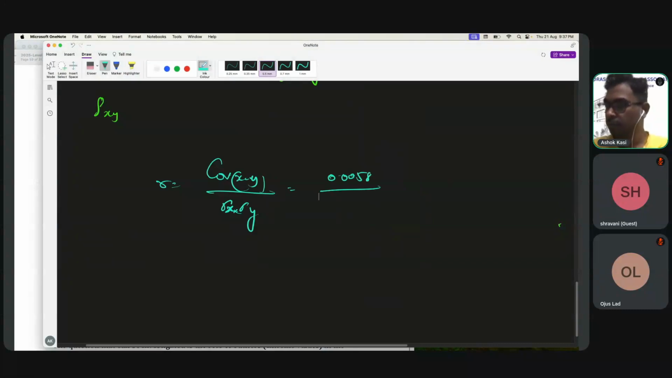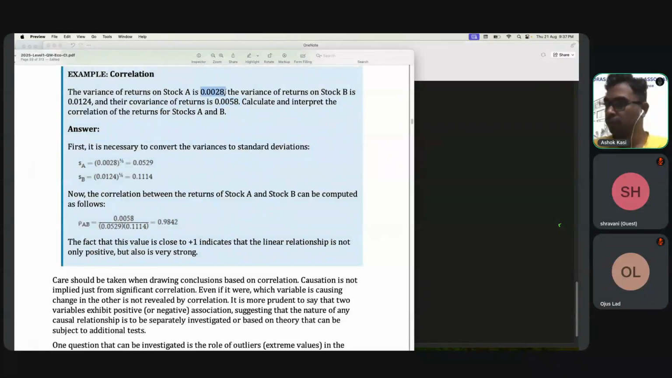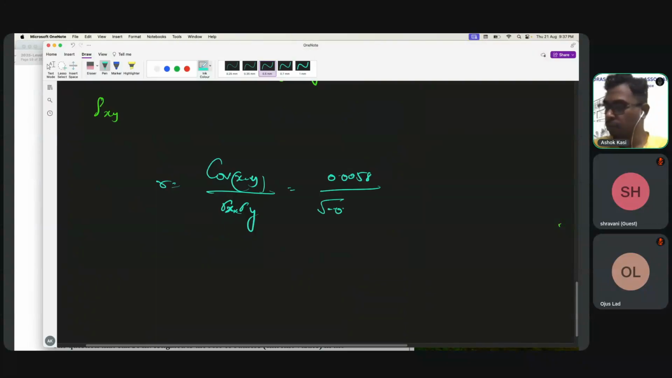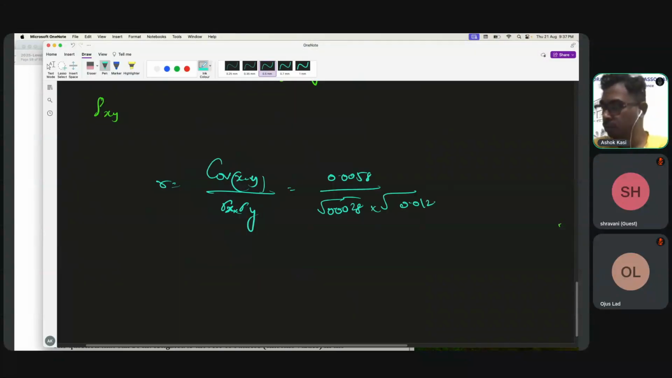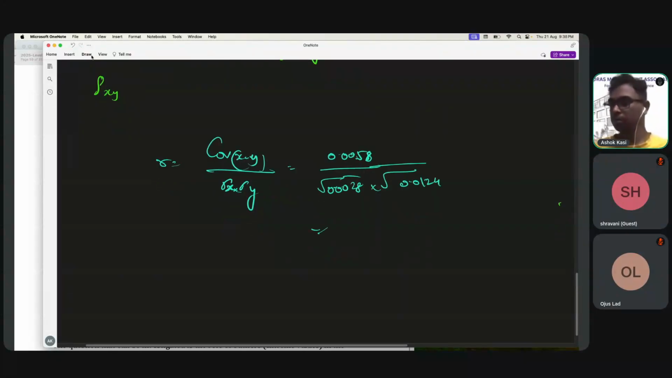0.0058, and standard deviation of A will be root of 0.0028, root of 0.0124. Calculate all this now. Point 98432.